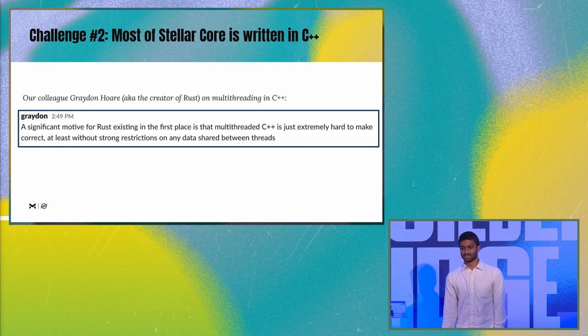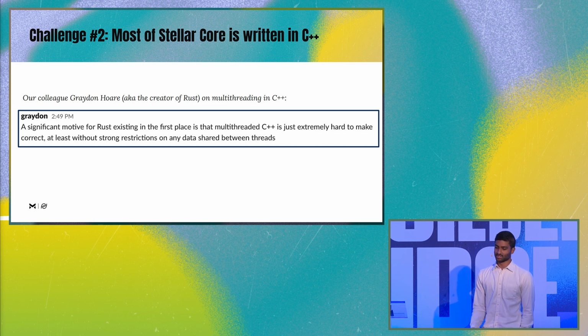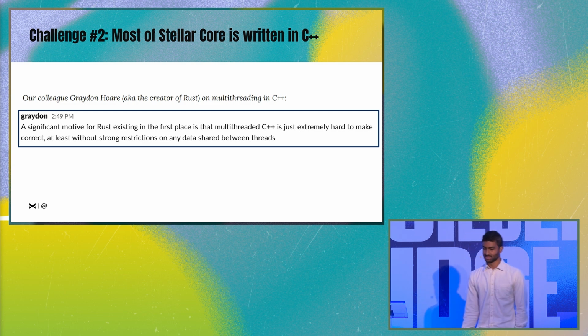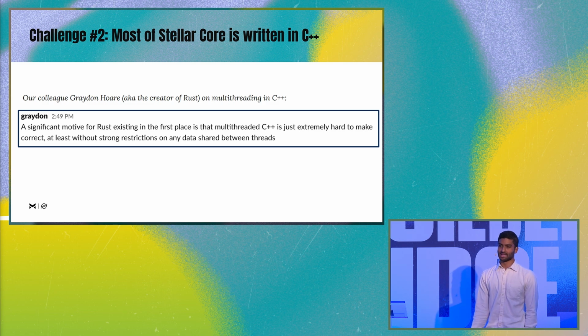The second challenge is that most of Stellar Core is written in C++. To understand why this is a challenge, here's a quote from a colleague of ours, Graydon, the creator of Rust. Graydon says that a significant motive for Rust existing in the first place is that multi-threaded C++ is just extremely hard to make correct, at least without strong restrictions on any data shared between threads. Essentially, when writing multi-threaded code, the language does not help us at all in terms of safety. So it is really easy to end up with problems like data races or deadlocks.